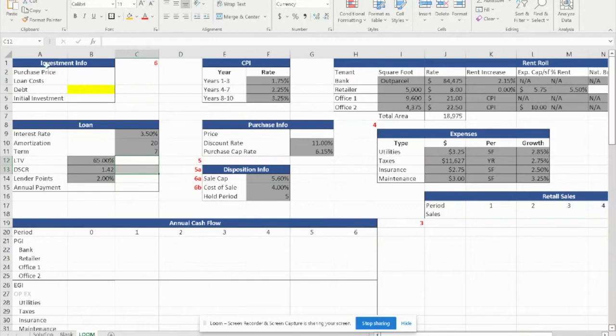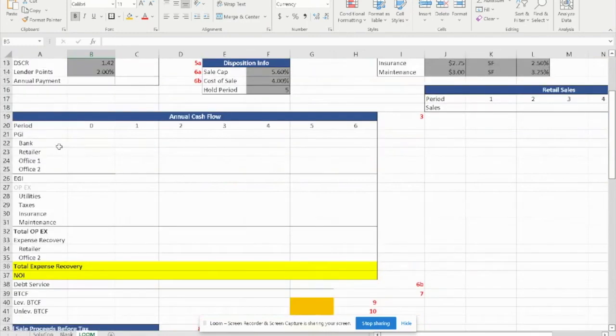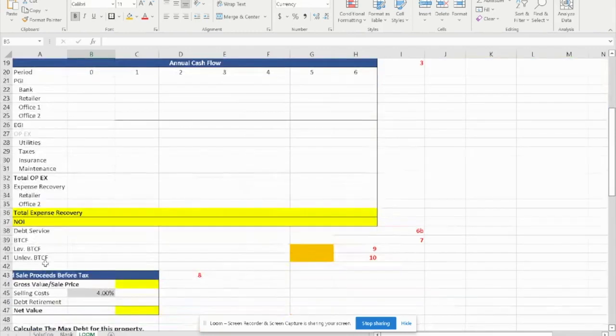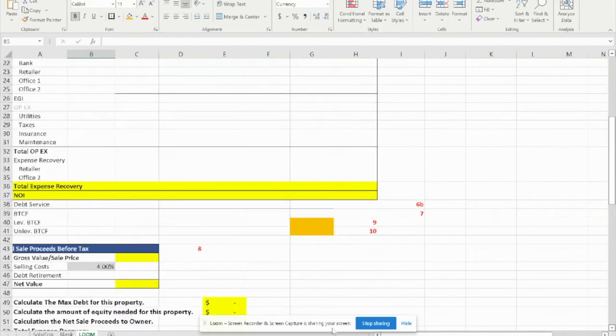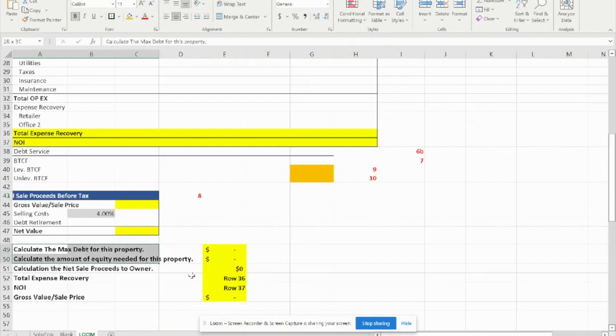And then, of course, you're going to calculate the investment information with the purchase price, loan cost, the debt, and of course, the initial investment, which is a key calculation that you should be able to do. You should also create your annual cash flow table here. Before we start going through the exercise, you want to pause the video and create your annual cash flow table all the way down to unlevered before tax cash flow. And of course, you're also going to do the sales proceeds before tax. And these are all of the questions you're asked, the answers you need to provide upon completing the exercise.